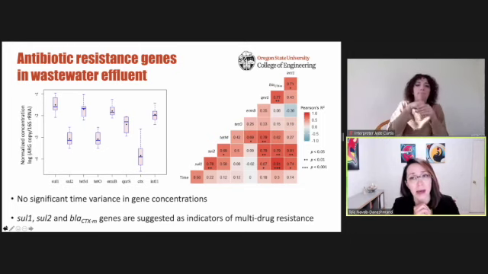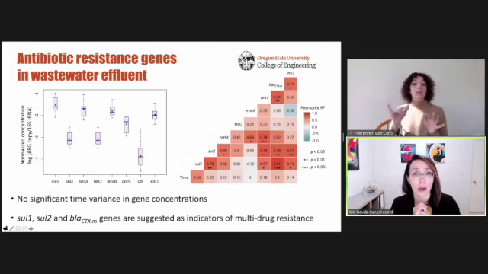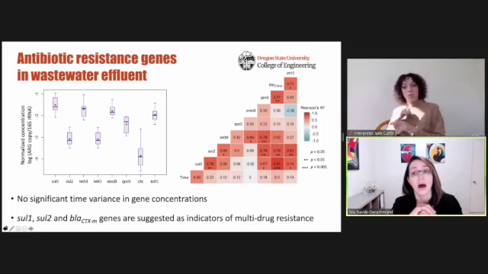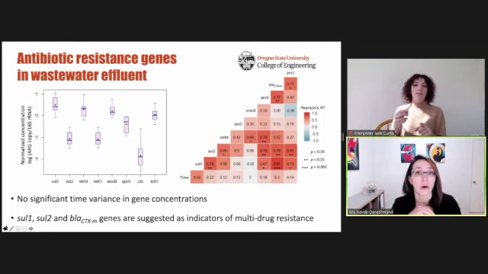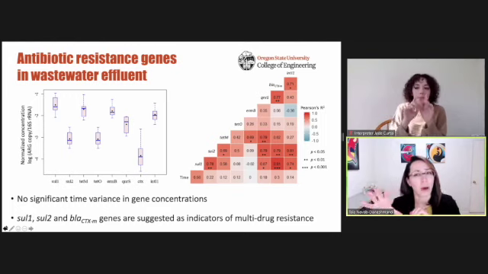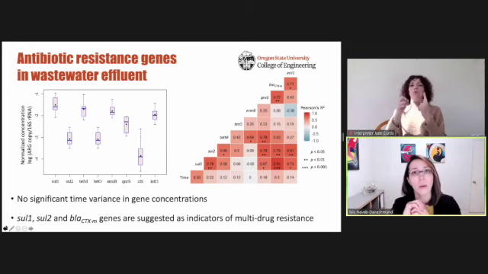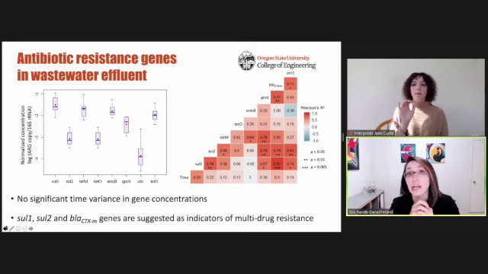On the right-hand side, you see a correlation matrix between these target genes that we looked at. The red boxes are showing significant correlations that are highlighted by some stars. There are many correlations and many conclusions from this figure. However, what I want to point out is the column on the right, the INT-I1 gene, which is an indicator of multi-drug resistance. So this gene was strongly correlated with 3 of the genes we looked at.